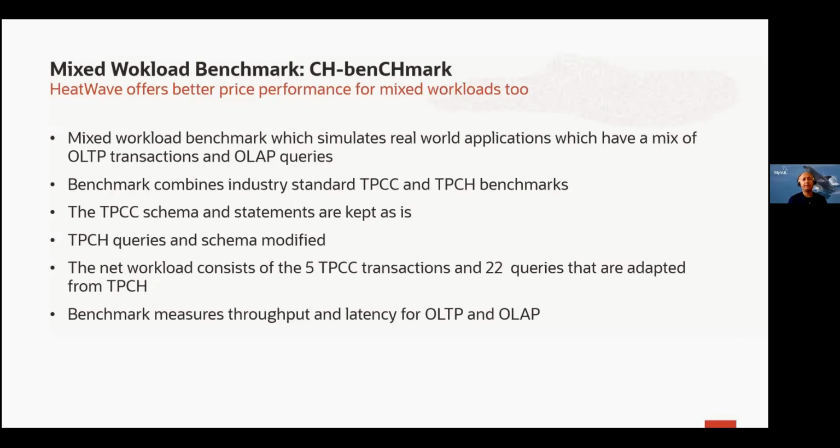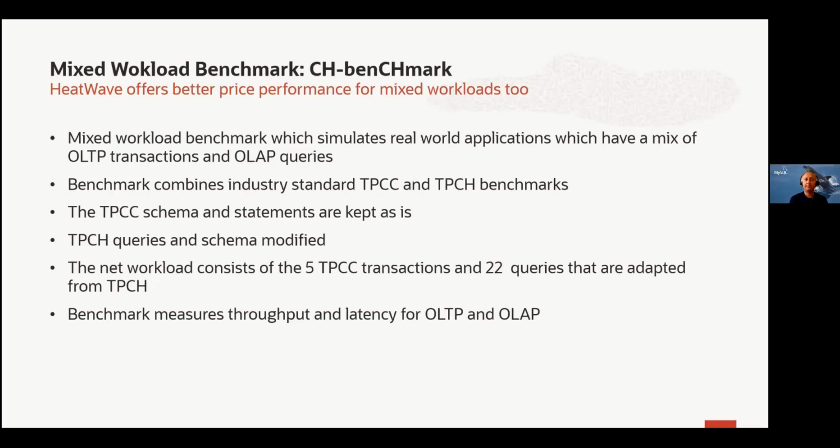And what this benchmark does is that it combines the industry standard TPCC and TPCH benchmarks. So it keeps all the TPCC statements as is, but it modifies some of the TPCH queries to use the new schema. So all the TPCC schema and statements are as is. The TPCH queries and schemas have been modified. And this benchmark measures both the throughput as well as the latency for the OLTP statements as well as the OLAP statements.